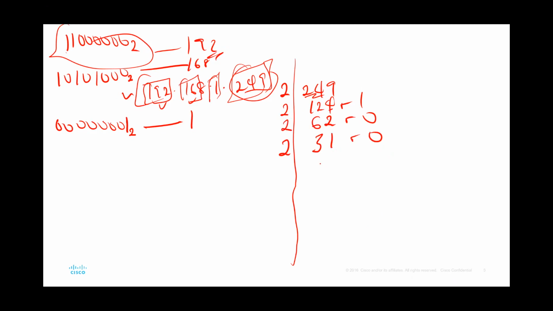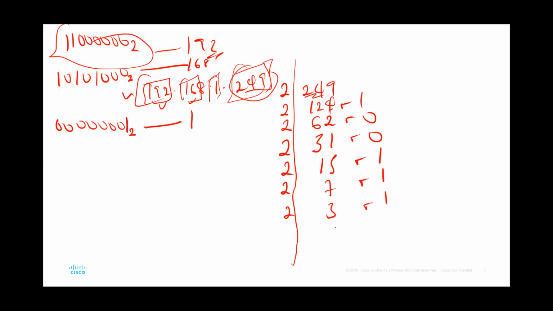31 divided by 2, you can go straight. That will give me 15. 15 times 2 is 30. Remainder 1. Then bring another 2 here. 15 divided by 2 will give me 7. 2 times 7 is 14. Remainder 1. Then bring another 2 here. 7 divided by 2 is 3. 3 times 2 is 6. Remainder 1. Then bring another 2 here.